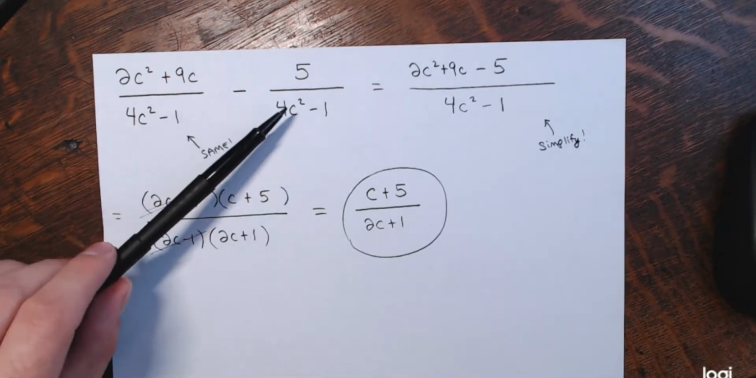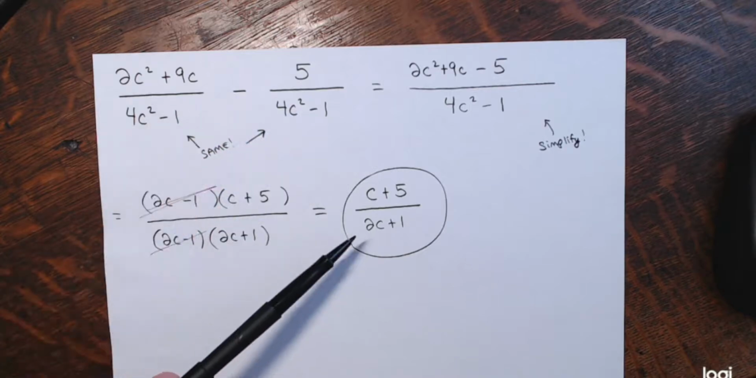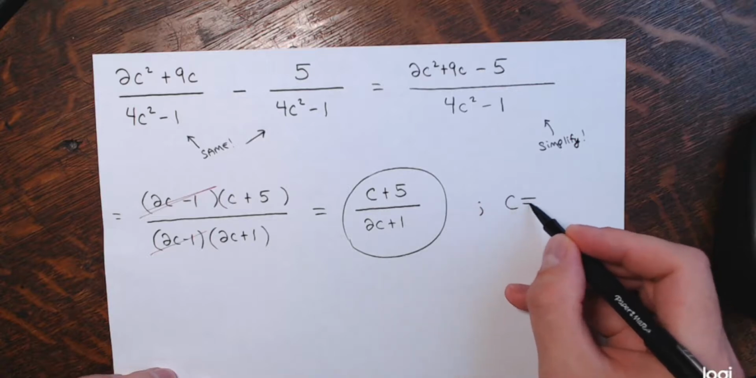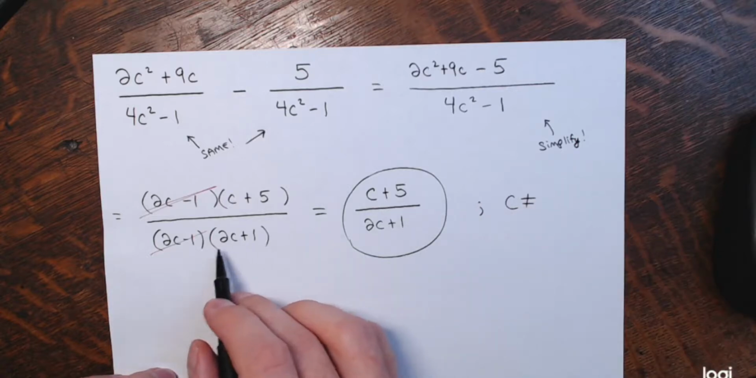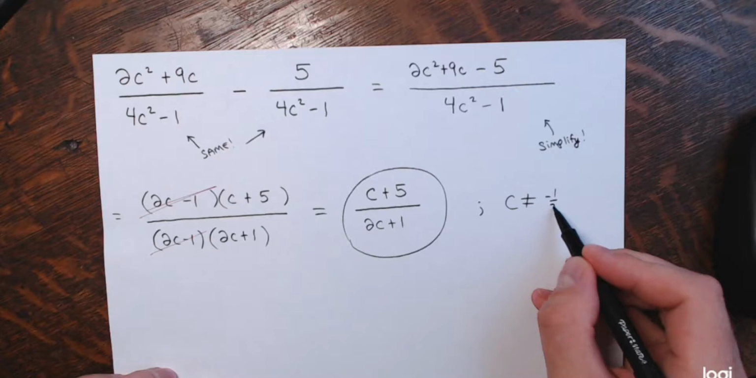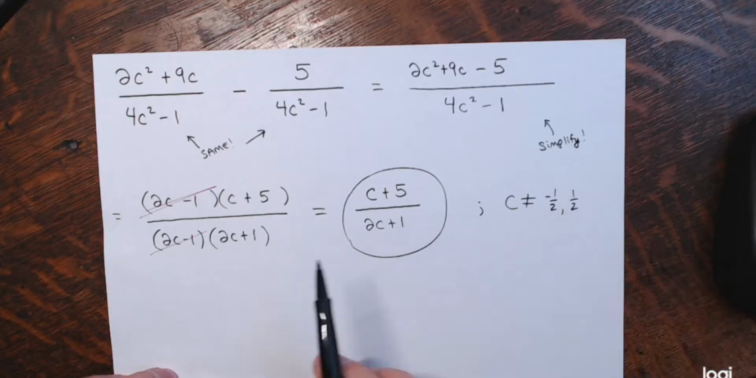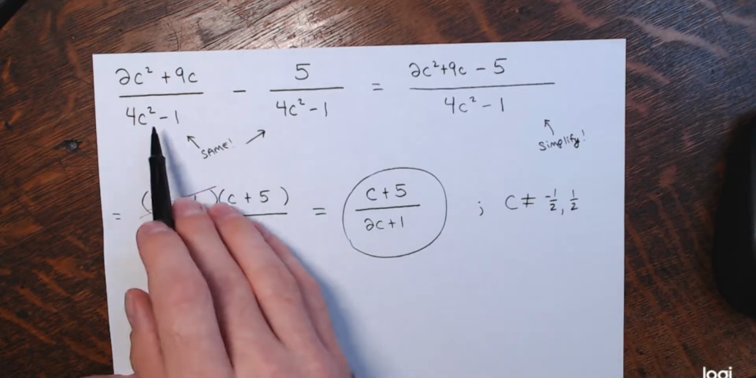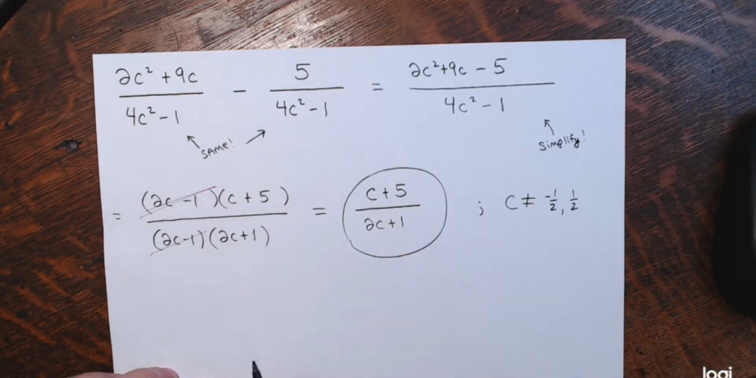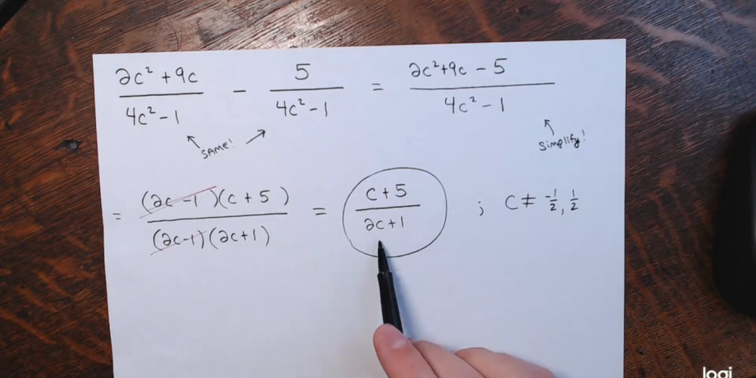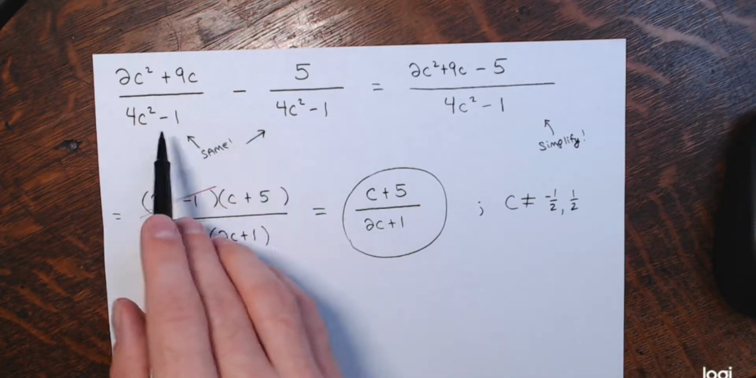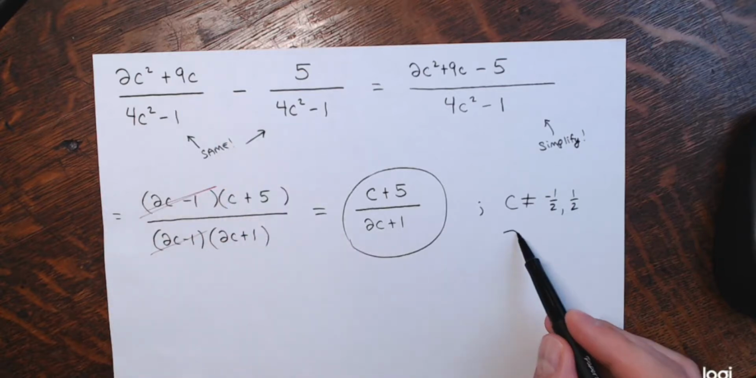So the value of this original expression should be the same as the value of this final expression for any value of c except negative 1/2 and positive 1/2. Because if c were negative 1/2 or positive 1/2, these denominators would be 0 throughout the problem. Except at the end, when c was positive 1/2, you'd be fine, but it's not good in the beginning. When c is a half in the beginning, you'd be dividing by 0, so it's still not allowed.